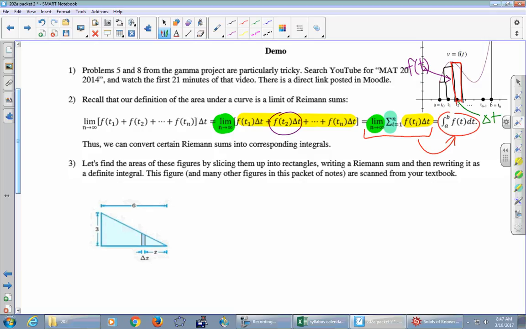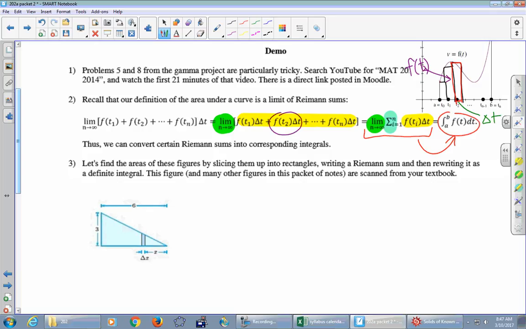Yeah, okay. All right, so the point, like I said, we can convert certain Riemann sums, that is, those kinds of sums underlined in red, into corresponding integrals. And now we know if we have an integral, it's a matter of finding an antiderivative and plugging in top and bottom and subtracting, or if we can't do an antiderivative, typing the integral into the calculator.